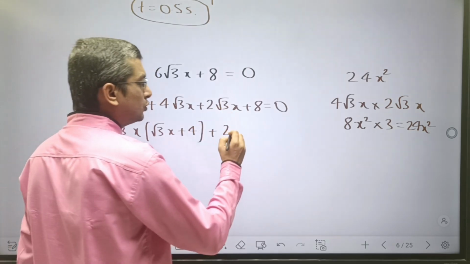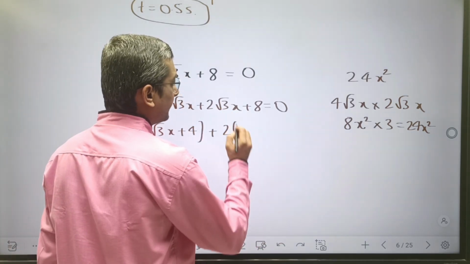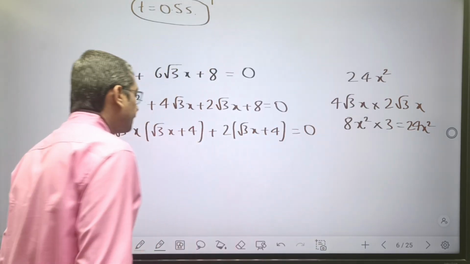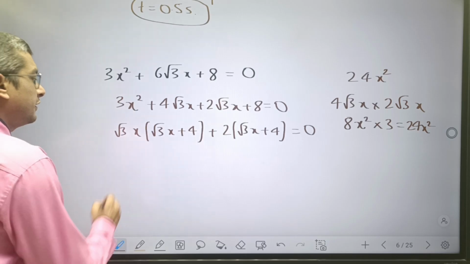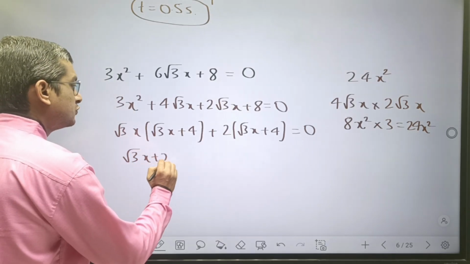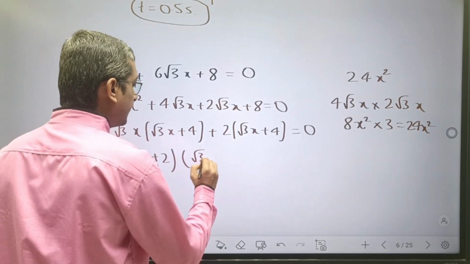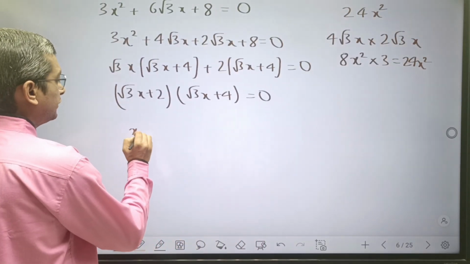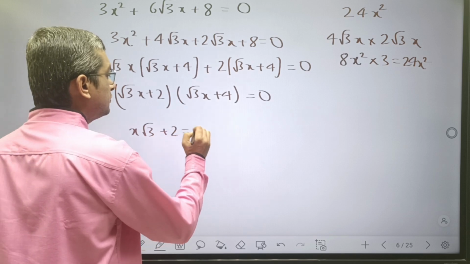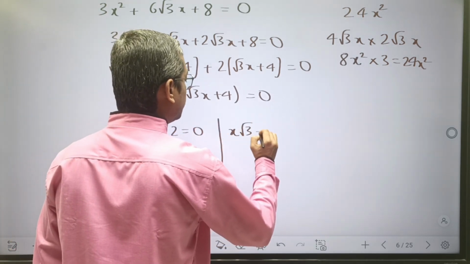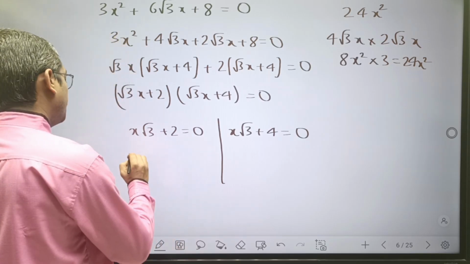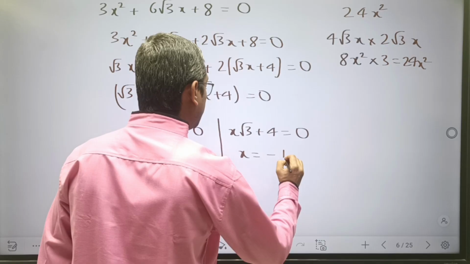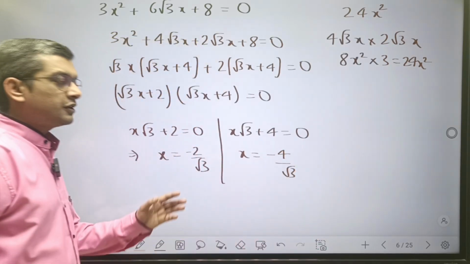Here we can take common as 2, such that in the bracket we have root 3x plus 4. Now observe the factors of the two brackets, they are common, so we have done. So this will be root 3x plus 2 and root 3x plus 4 is equal to 0. Now again we have two values, that is x root 3 plus 2 is equal to 0 and x root 3 plus 4 is equal to 0. From here we are getting x is equal to minus 2 by root 3 and x is equal to minus 4 by root 3. So these are the roots of the given equation.